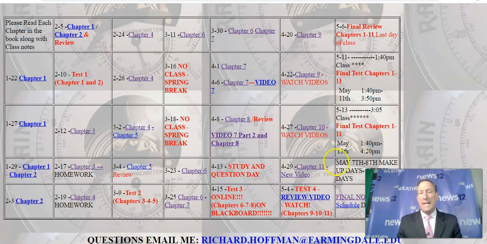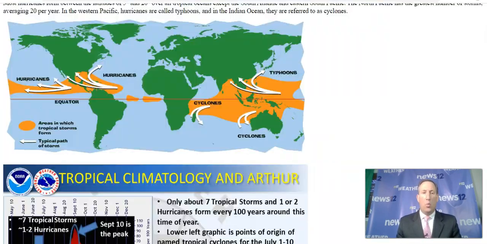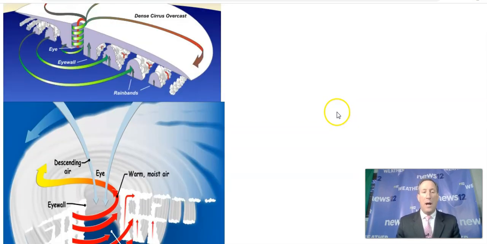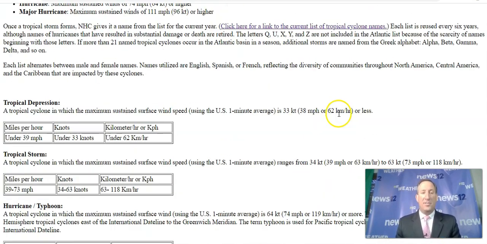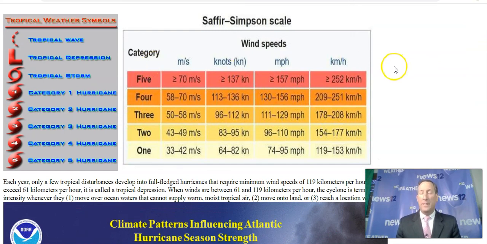And then just a recap of Chapter 11, hurricanes. Understanding where the hurricanes form, how they form, what are the ingredients that you need for a hurricane. Remember, you need really warm weather. Hurricane Category 1 starts at 64 knots or 74 miles per hour. And again, the Saffir-Simpson scale, understanding what happens with the wind speeds, Category 1, 2, 3, 4, and 5.